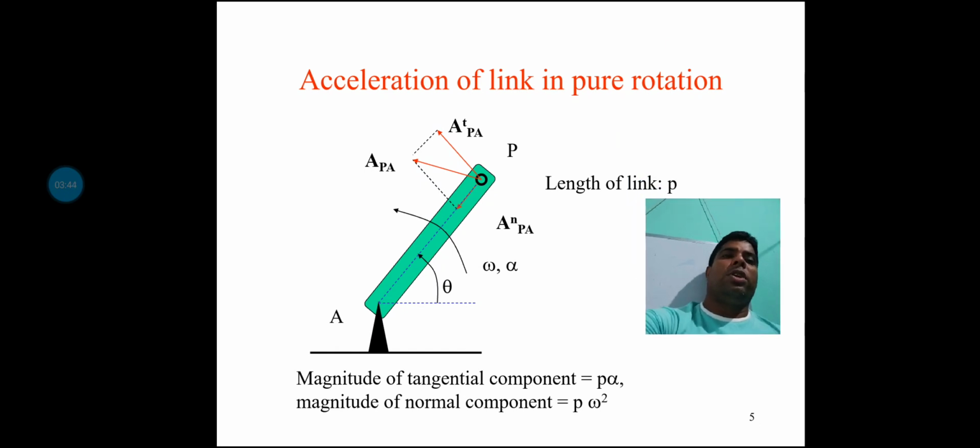Next point, acceleration of a link in pure rotation. Suppose there is a link of length P, and on the two sides the acceleration APA, that is, the acceleration of P with respect to A, after t seconds changes to APA t. Now using the angular movement, the magnitude of the tangential component is equal to P into alpha, and the magnitude of the normal component is P into omega square.